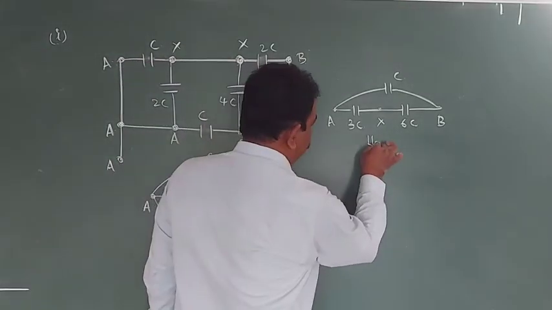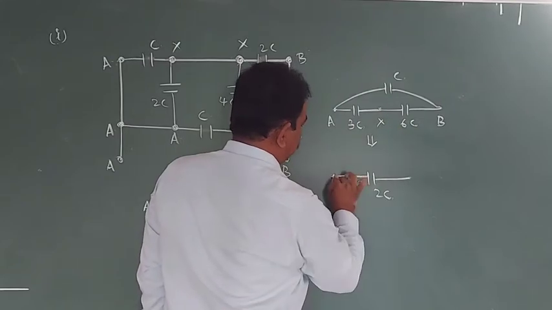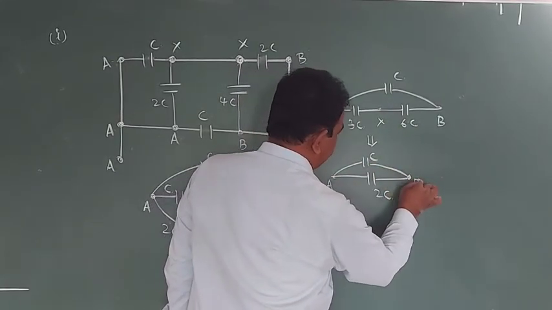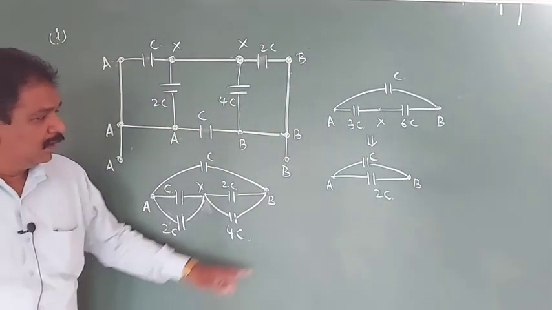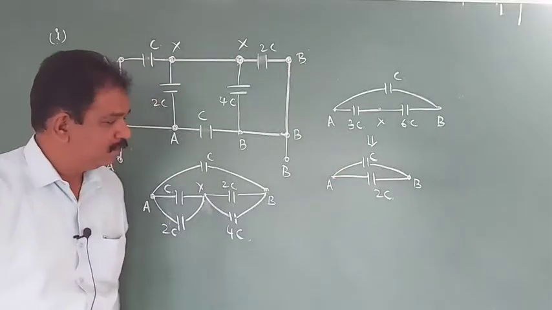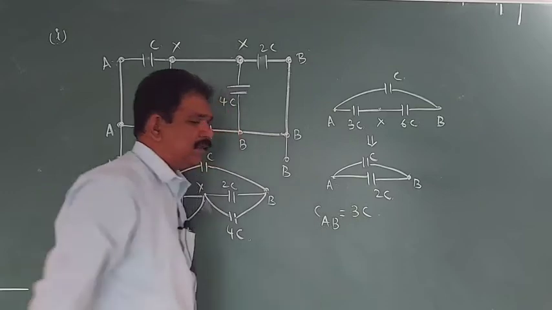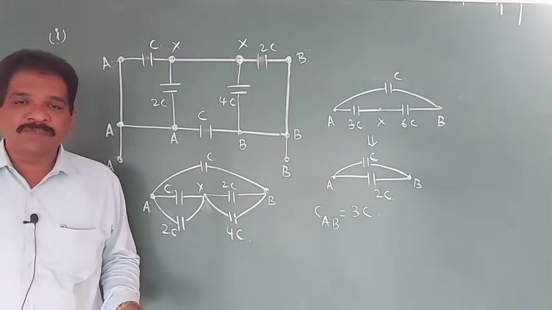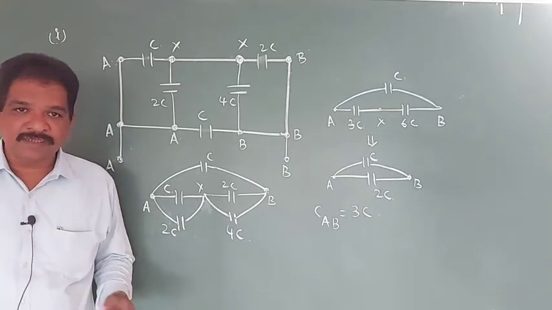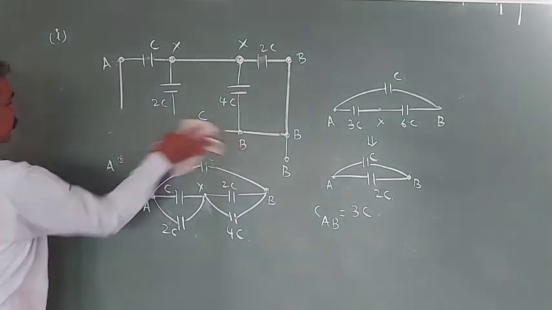So again, if we simplify this circuit, here it will be 2C, replacing 3C and C. Here it will be C. This is A. This will be B. Again, these two will be in parallel. C_AB value is equal to 3C. So this is the problems on the same potential. Understanding? Next, Wheatstone bridge. How will the problems be? Let us see.